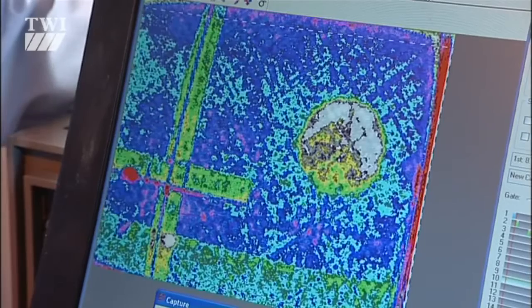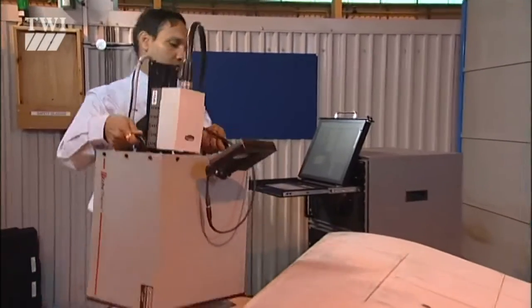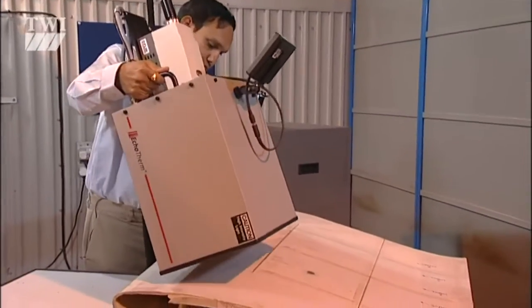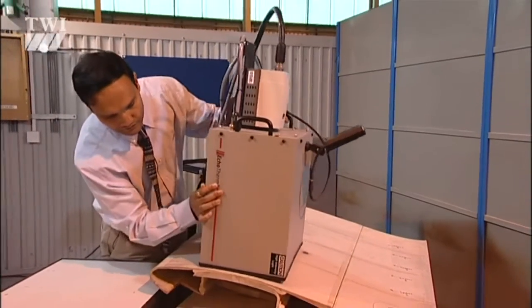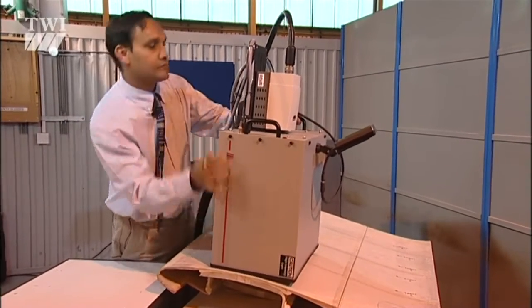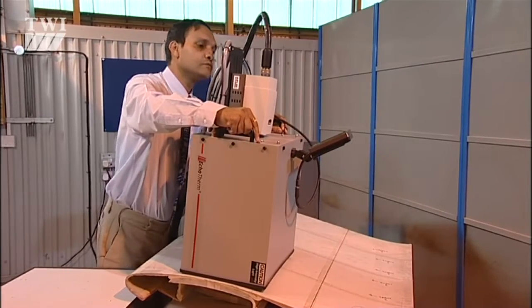Thermography is a remote technique for use in most areas of plant, but is particularly suited to equipment operating at elevated temperatures. Active thermography, where heat is applied directly to the component, is used for inspection of low conductivity materials, like composites.